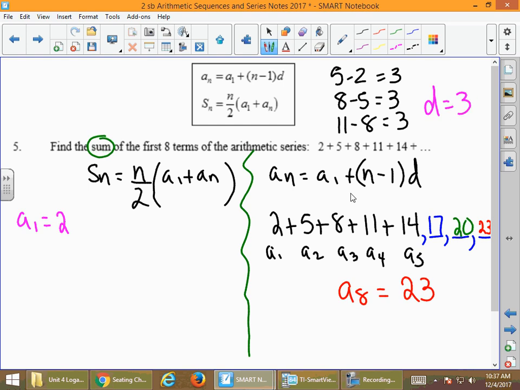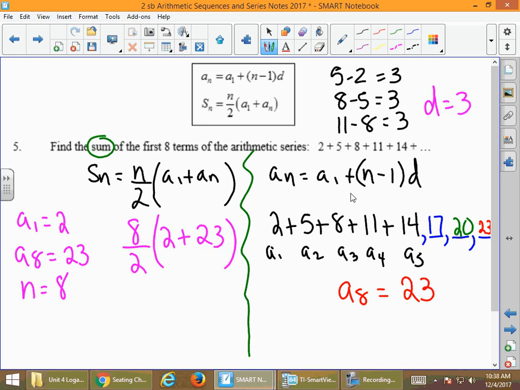We know that a sub 8 now is 23, which means that our n is 8. And that gives you a little bit of space too, because now we can fill it in. 8 divided by 2 times 2 plus 23. And without typing that in the calculator here, it's 4 times 25, which is 100. You can type it in. I definitely want to at least get to 1, maybe 2 more examples.